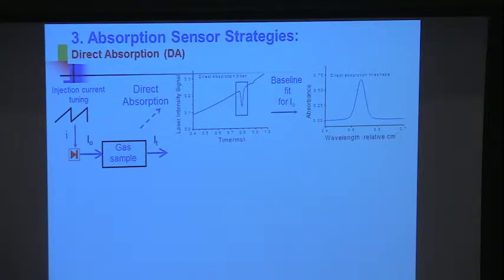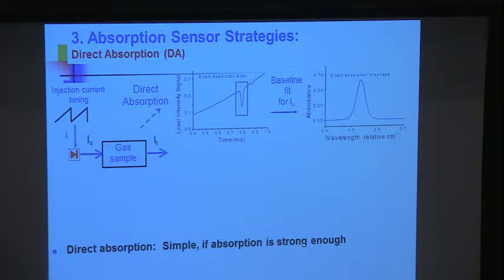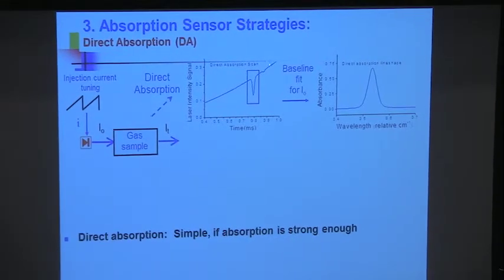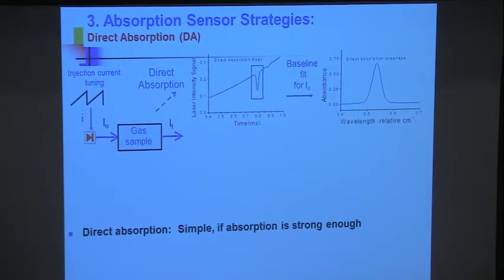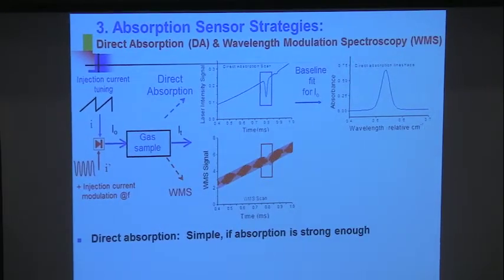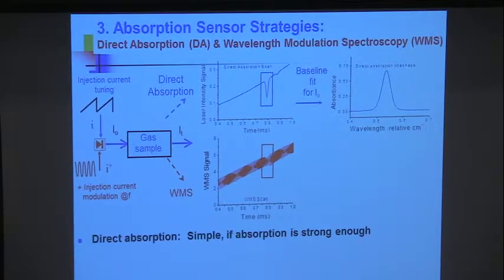Okay, that's what we would like to do, and that's called scanned DA. That's the method that is preferred if the absorption is strong enough that you can easily discriminate it against this background sloping line. On the other hand, there's times when absorption is not strong enough and we resort to something called wavelength modulation.